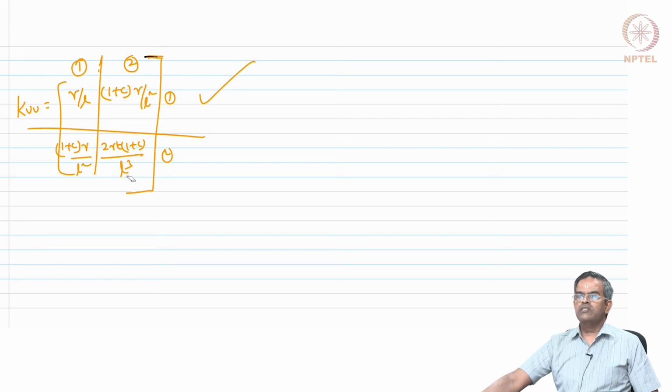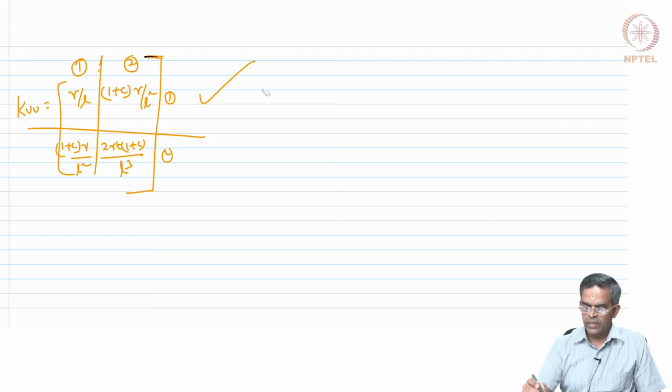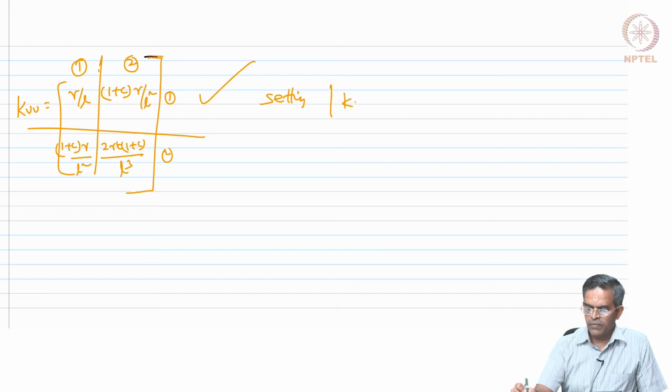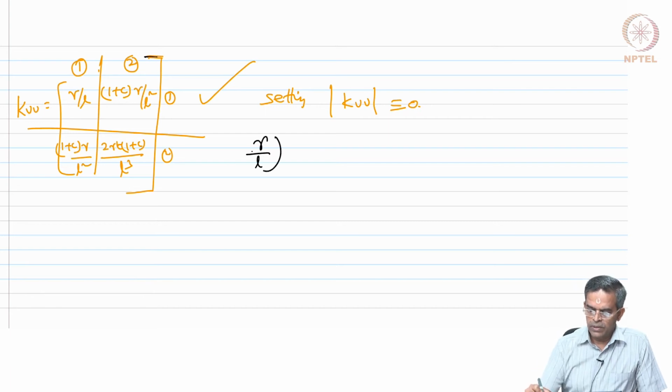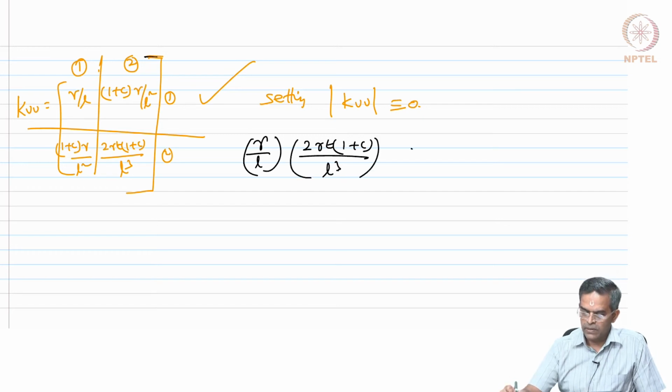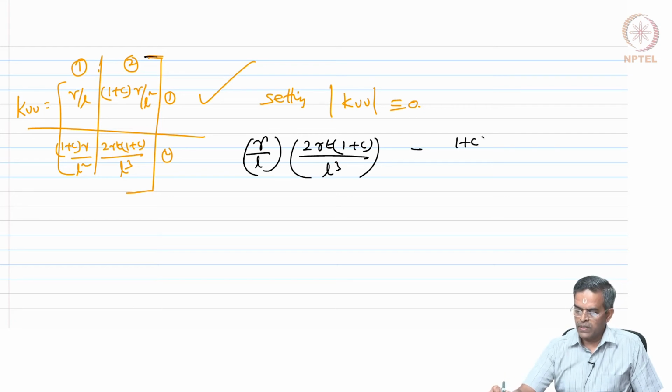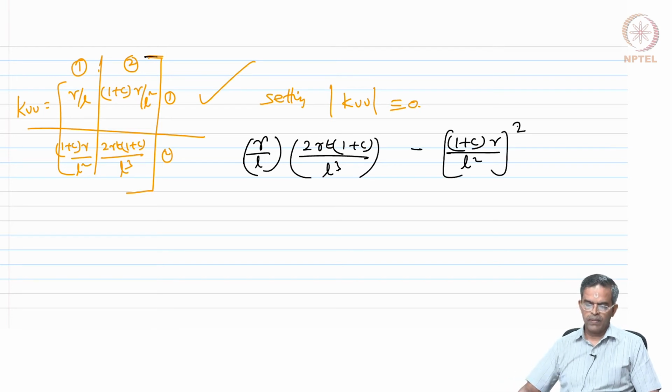As we just now discussed, I must set determinant of this to 0. So, setting determinant of KUU to 0, if I do that, it is going to be R by L into 2 RT 1 plus C by L cube minus 1 plus C R by L square, the whole square, is it not? Should be set to 0.